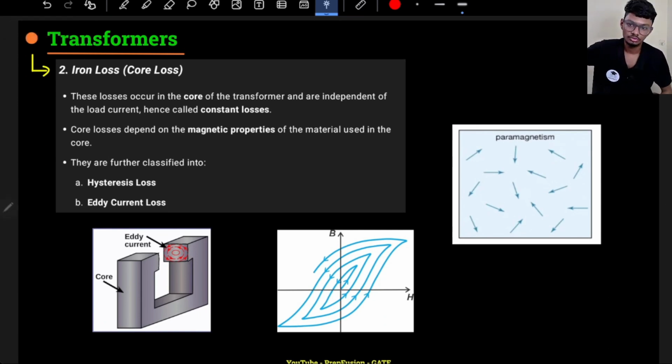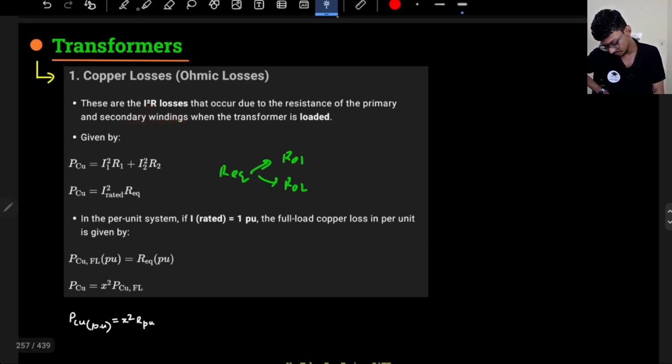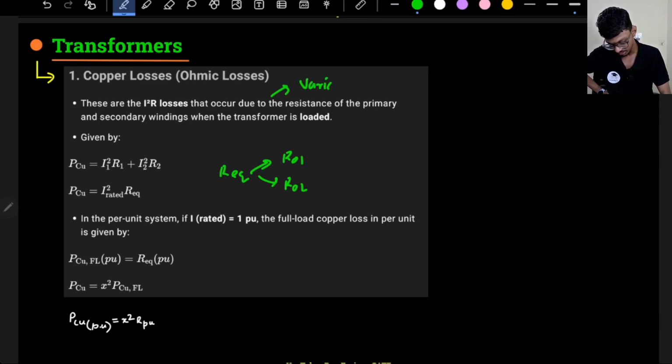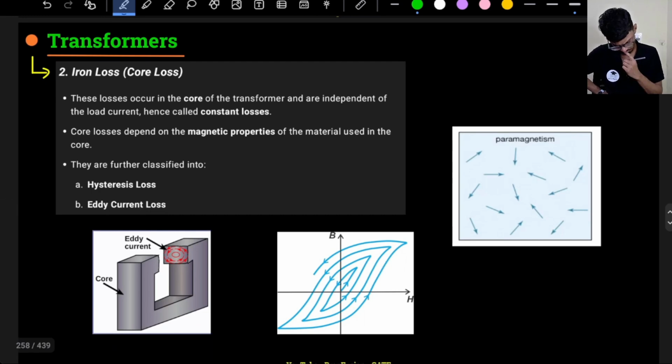These losses occur in the core of the transformer and are independent of the load current. Hence these are called constant losses. Copper losses are also called ohmic losses or variable losses, because they depend on the load. If the load is higher, the load current will be higher; if the load is lower, the load current will be lower, so copper loss will be lower. But iron losses are independent of load current. That's why they are called constant losses.